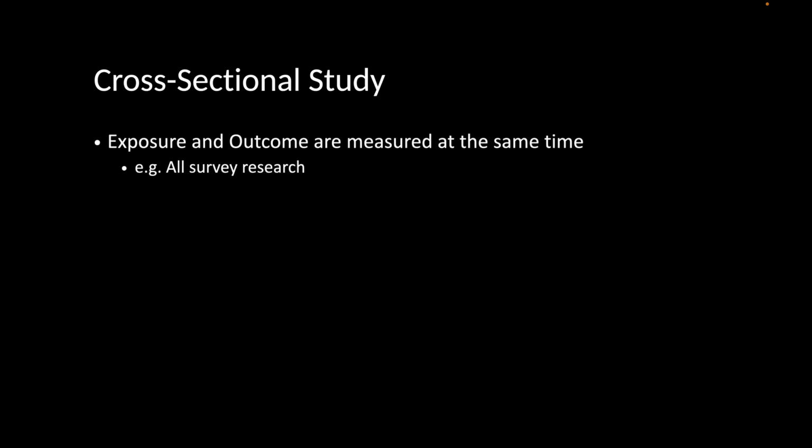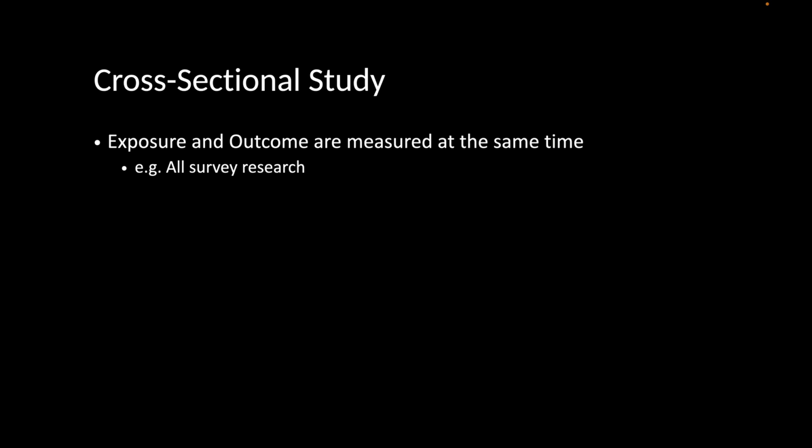Okay, moving on to the more meaty kinds of things. So experimental types of studies where we're actually doing hypothesis generation and thinking about different groups. So the first of these is a cross-sectional study. And a cross-sectional study, the highlight of this is that the exposure and the outcome are measured at the exact same time.